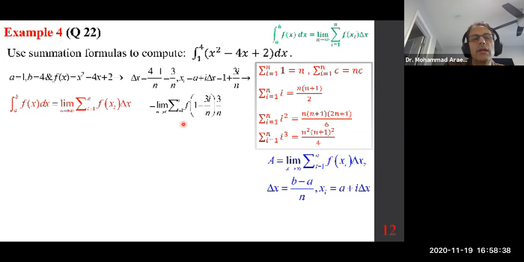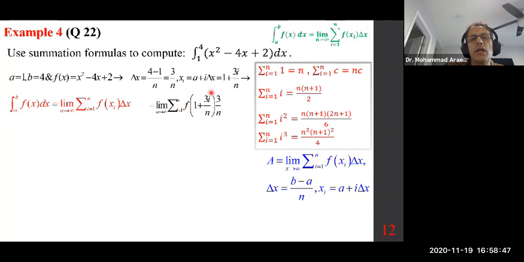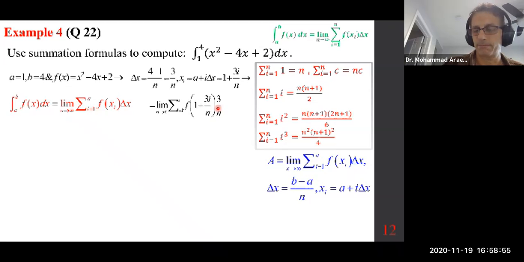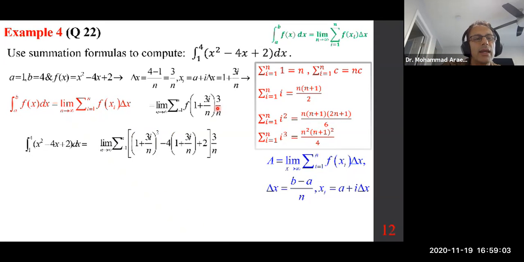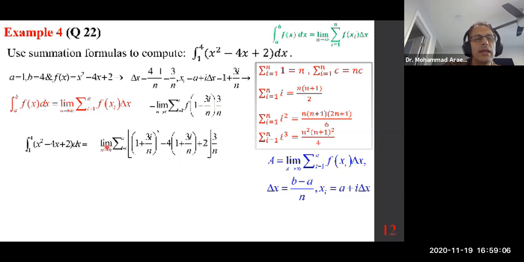So the limit as n goes to infinity of the summation i going from 1 to n, parentheses 1 plus 3i over n squared minus 4 times the parentheses plus 2, and the whole thing times 3 over n. Okay, everybody? So you are replacing x in x squared, x in minus 4x. Now this expression needs to be simplified. And I'm going to assume everybody can do that.